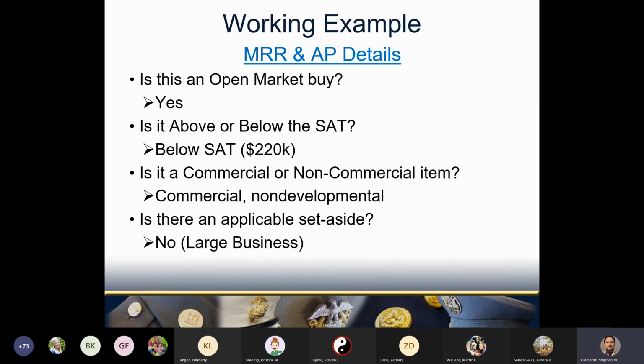Is this going to be an open market buy? Are we going to be messing with FAR Part 8? It's an open market. Dollar value. Are we above or below the simplified acquisition threshold, which remember is $250,000? We're below the SAT, 220K. Is this a commercial item or is someone going to have to research and develop this? It's commercial, non-developmental. And is there an applicable set aside we could use? No, because we're going to a large business.